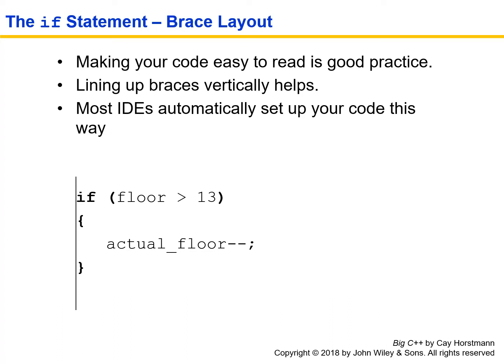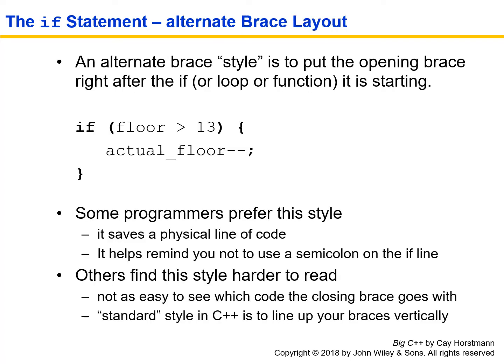It is typically done in C++ programming that we line up braces under the i in if and then indent the code that goes inside those braces. There is an alternate style that's popular in some programming languages. It's not really proper C++ style for some reason, but is to put the opening brace at the end of the if statement. This saves one physical line of code, so if you are in the habit of printing out your code and want to make it a little more compact, you can do that.